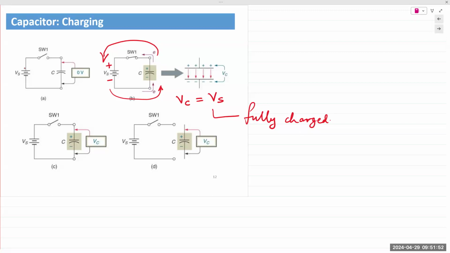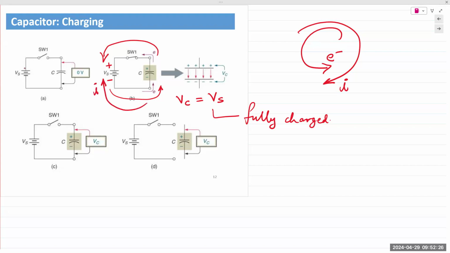When electrons flow through a circuit, we say that current is flowing, right? Current, we take it as the opposite of the flow of electrons. So the electrons are flowing in the counterclockwise direction. We say the current is flowing in the clockwise direction. And so in this figure, we say the current is flowing in the clockwise direction, which again satisfies the passive reference configuration.